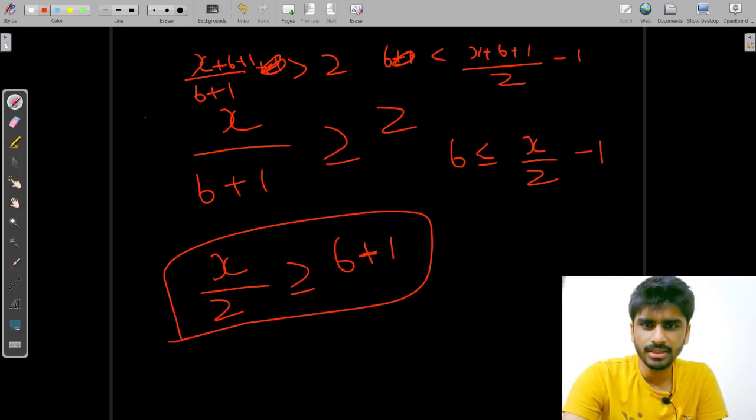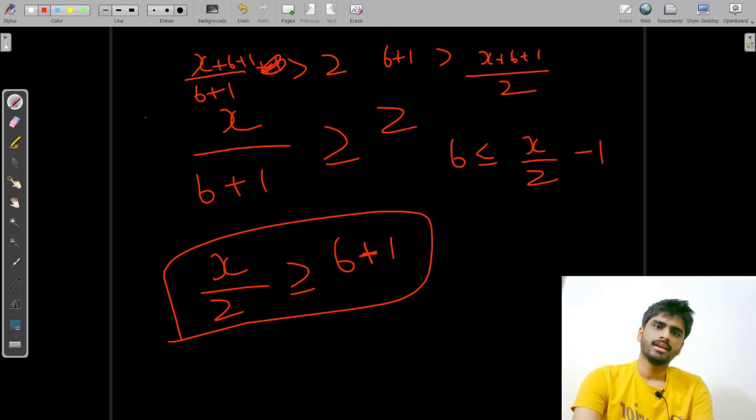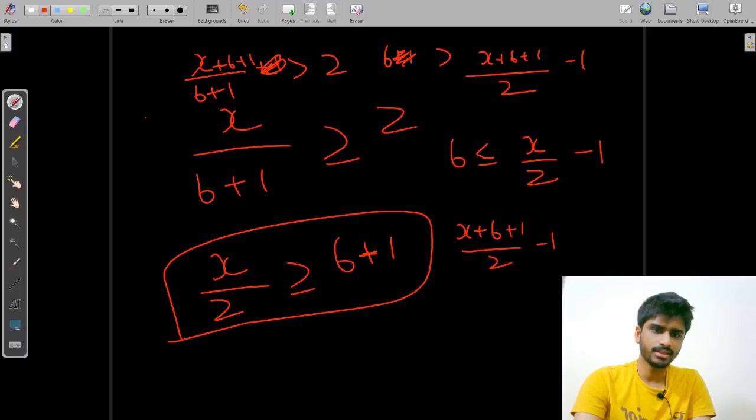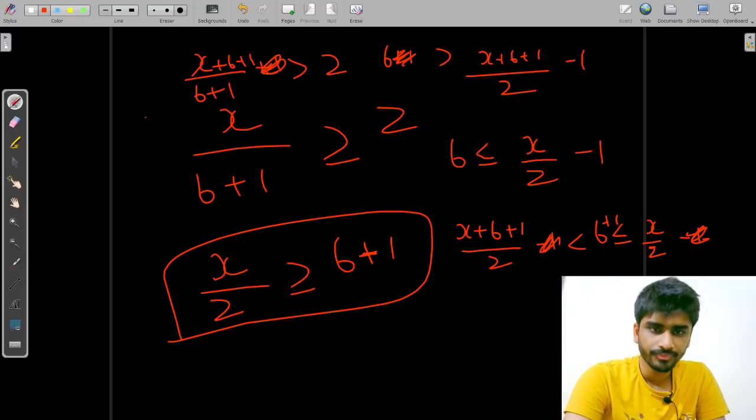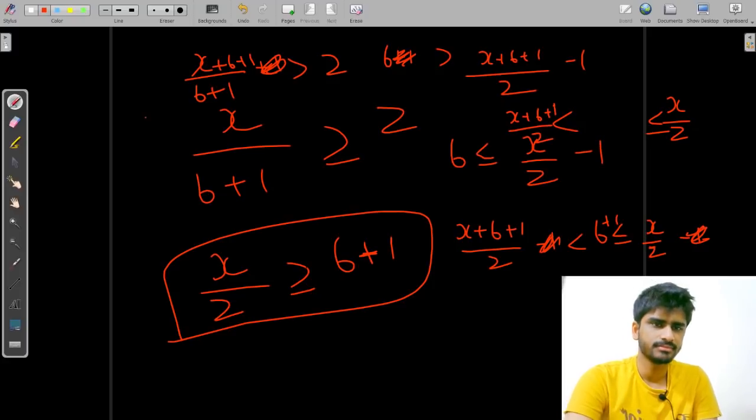When we got b smaller than, this time it should be greater than, right? Yeah, b is greater than x plus b plus 1 by z, and we can subtract 1 here, right? So now we have a lower bound and upper bound both. X plus b plus 1 by z minus 1 should be smaller than b, which is smaller or equal to x by z minus 1. We can remove this minus 1 from both sides and we can just get the value of b plus 1 like this. So yeah, it is between x by z and greater than x plus b plus 1 by z, right?